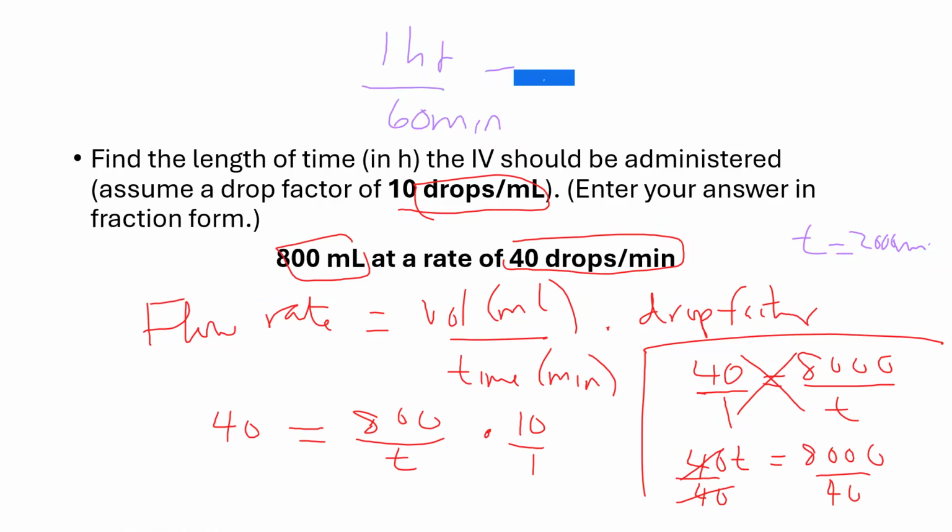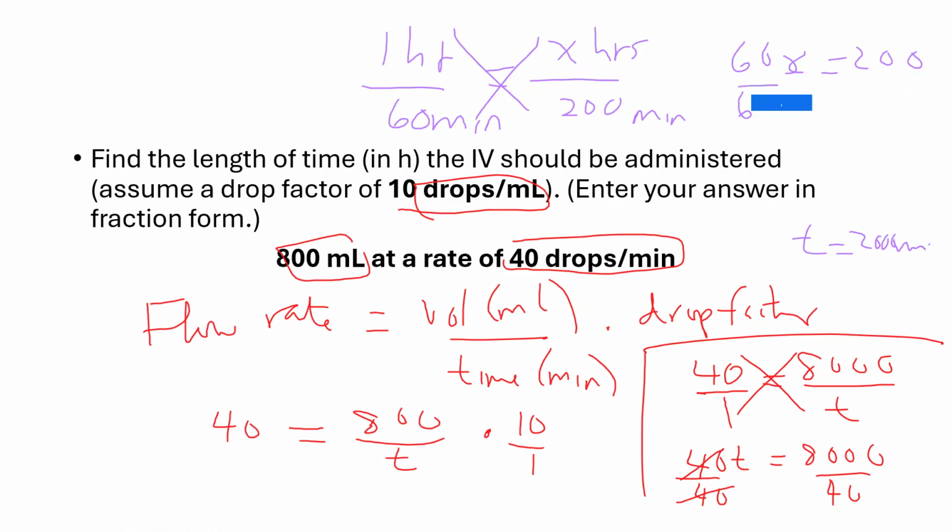If you don't know whether to divide or multiply, just set it up as a proportional equation. So x hours, hours on top, minutes at the bottom, 200 minutes. You cross multiply, you've got 60 times x, which is 60x, equals 200. And then you divide by 60. So 200 divided by 60.